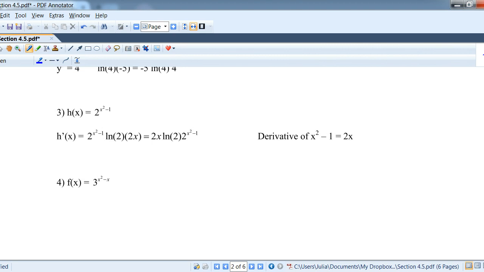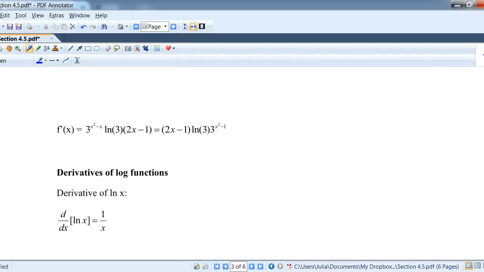And again, you can pause the video and see how it would work with 3 to the x squared minus x. And it works very similarly. If you notice, it's itself times the ln of the 3 times 2x minus 1. And this time the 2x minus 1 is in parentheses because we're multiplying and it's more than one term. And again, we can put it in the front, rearrange it a little bit.